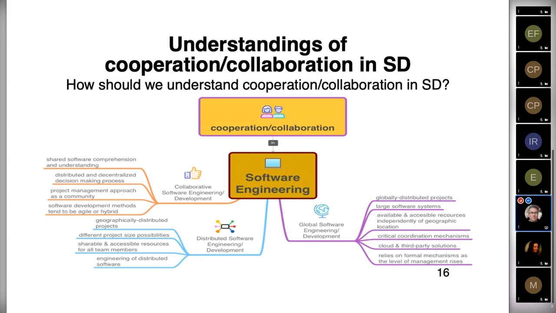And the last approach, the last understanding of cooperation and collaboration in software development, is known as global software engineering or global software development. You can find it this way in the literature. And this approach is the most current way we can understand what cooperation and collaboration in software development is.